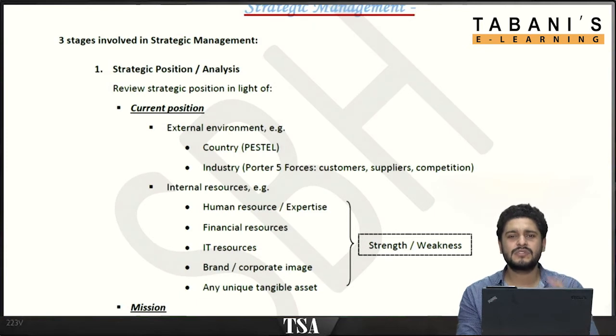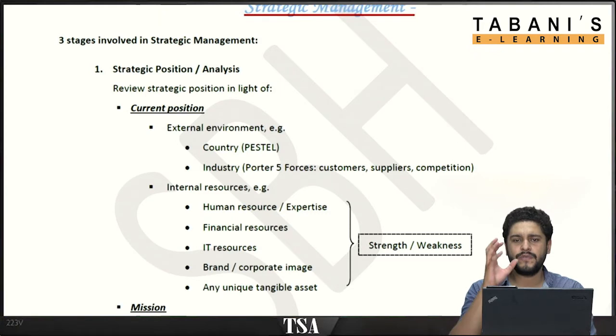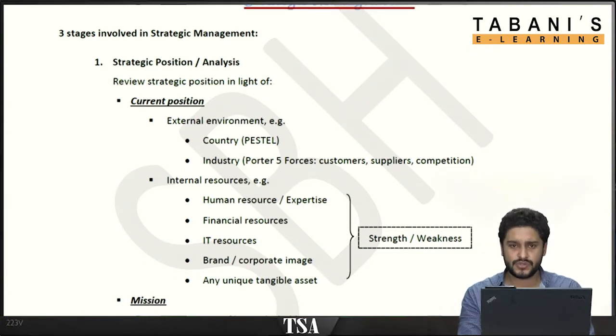Now the internal resources that may help us in analyzing the organization's current strategic positioning begin with human resources or expertise. What experts do we have? What are the specialists that are operating within an environment? What are the human resources that are operating within the current economic environment? This is the best possible asset that an organization can have, and it will help an organization to flourish and to grow.